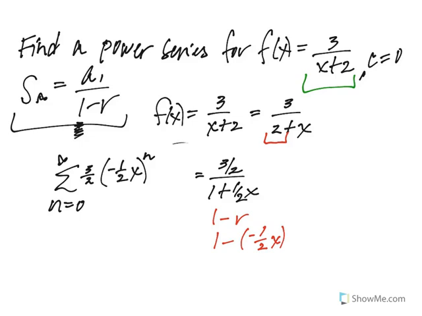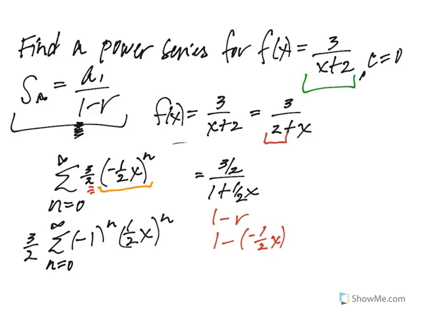All right, so I would like you to clean this up a little bit. First, I'm just going to take this constant and move it out to the front. Why? Because I can. This is 3 halves times the infinite sum from n equals 0 to infinity. And then I'm going to take this portion right here and split off the part that makes it alternate, which will be negative 1. This is negative 1 to the n times 1 half x to the n.